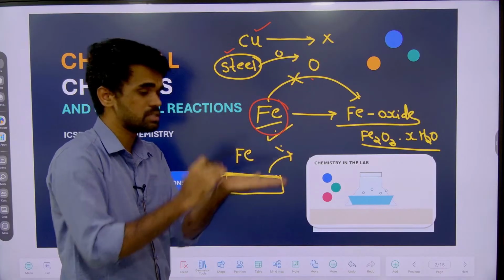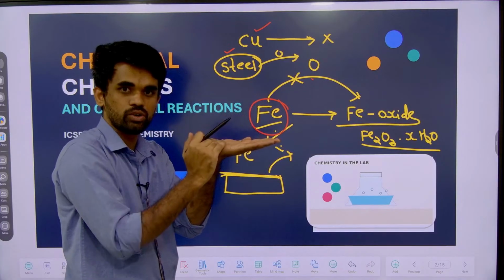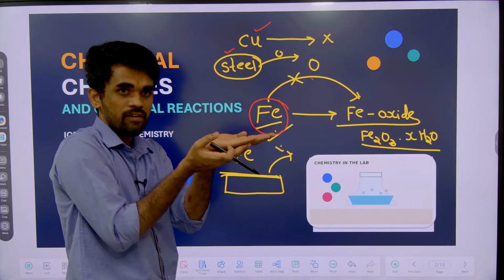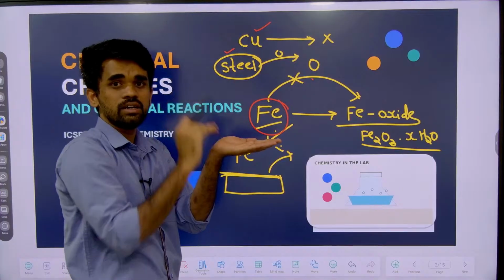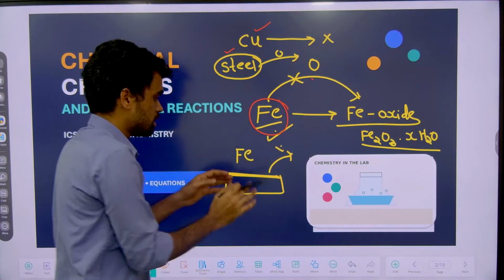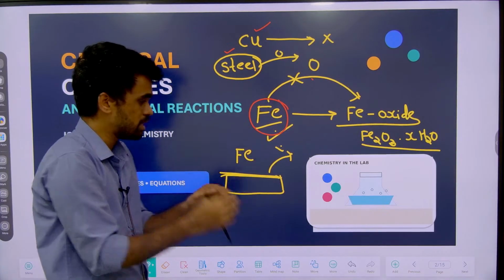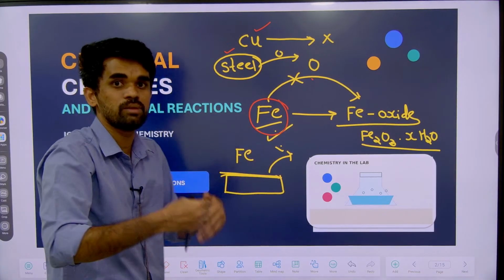Now what happens is, whatever color painting we are doing will protect the iron metal from oxygen or any other atmospheric gases, so that the rusting of iron can be prevented or reduced. It means the shelf life of that particular material will be increased.